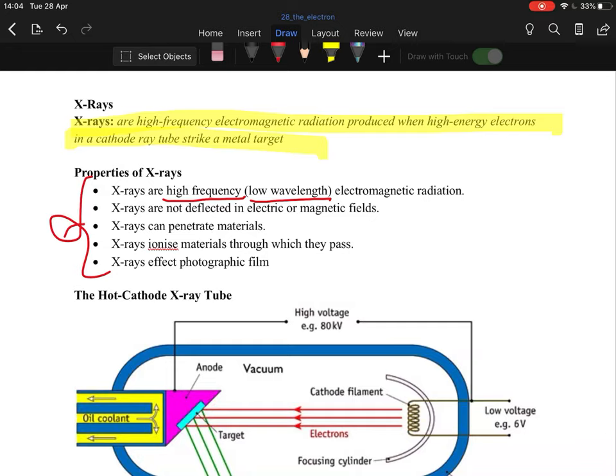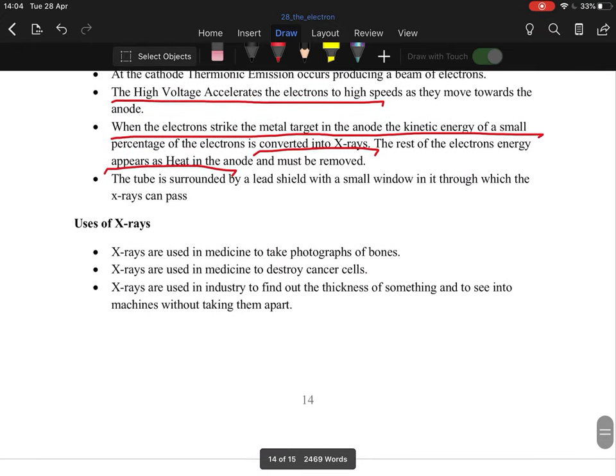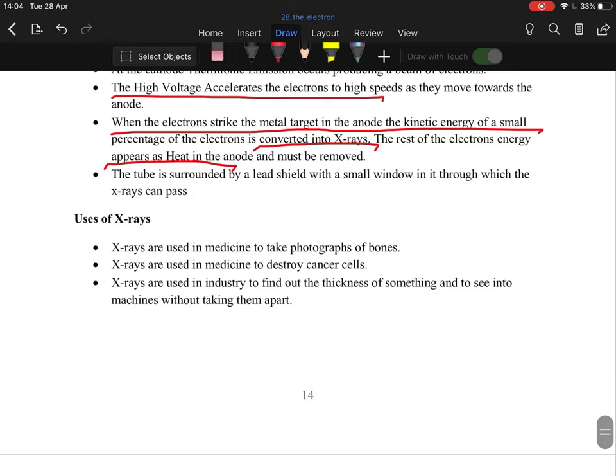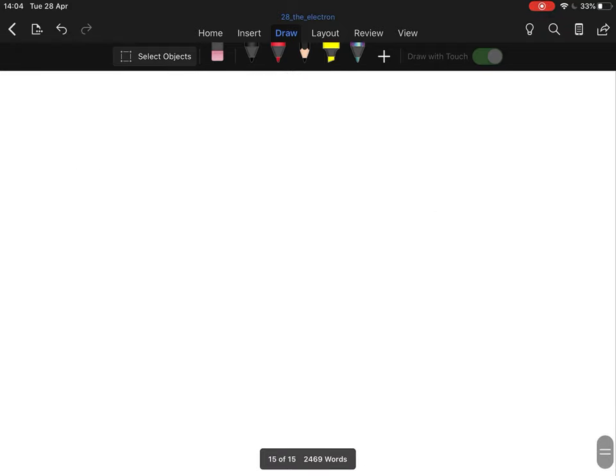So that's kind of it. That's that topic. I do apologize about confusing you there. X-rays are the opposite of the photoelectric effect, and the photoelectric effect is the opposite of X-rays. A reaction, equal opposite reaction. So that is the topic. What topic was that? 28. So that's the topic of electrons done.